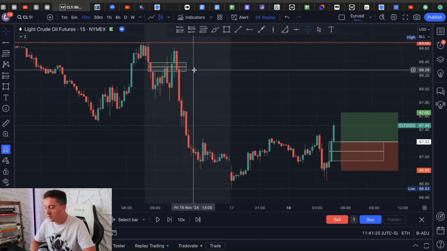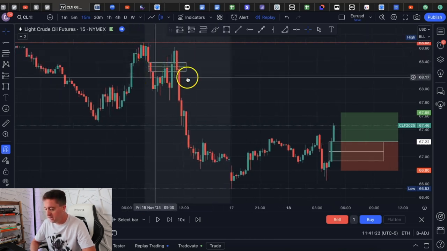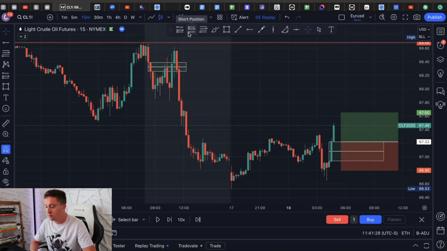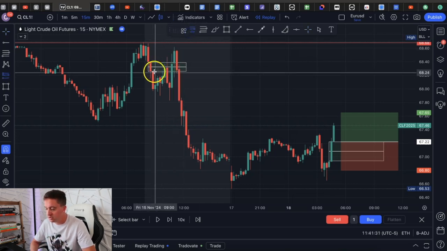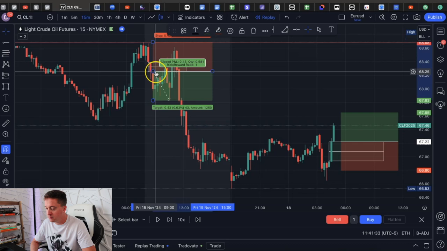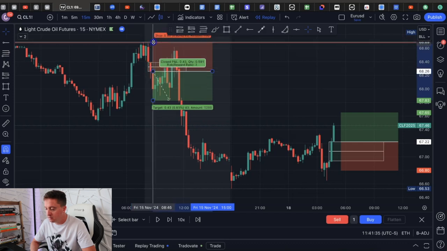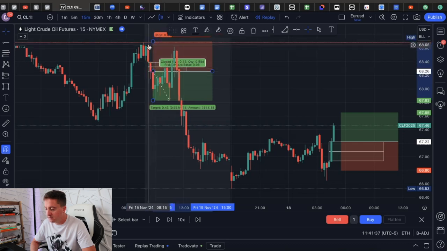Okay, so what are we going to do? 1, 2, 3 candles. If we were to go into a short position, what we would do is put a short position right here at the bottom of the rectangle. Our stop loss would be right above the first candle that makes a fair value gap.